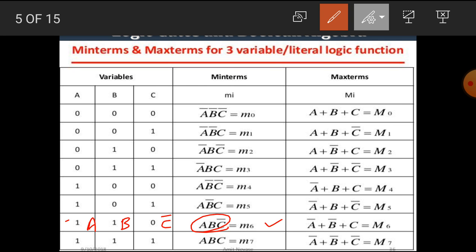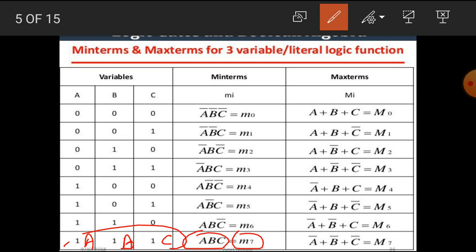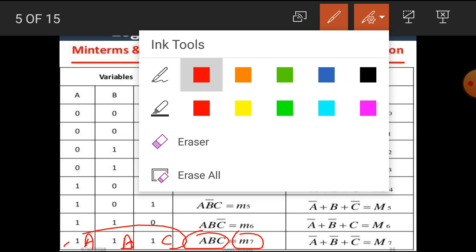Similarly, A has the value 1, that means A, B has the value 1, that means B, C has the value 1, that means C. We get here A, B, C, that means min term 7, M7. I hope you all understand how to write the min terms.